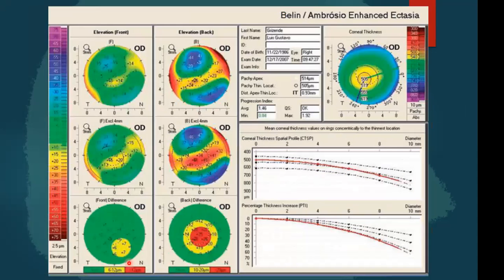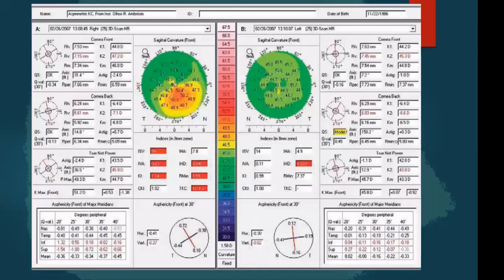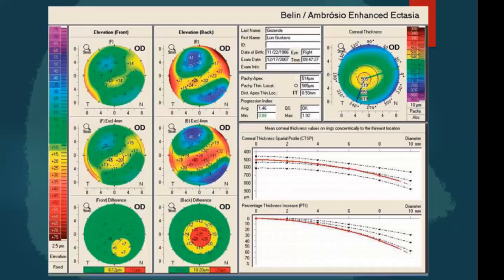So these are a few interesting things that y'all could see. Now, can you all hear me? Yes. Okay. So what I want to tell you is that there is an index known as the progression index, which is mentioned on the Belin Ambrosio enhanced display map over here. Now, this progression index actually stands for the thickness upon location relationship. So it gives you the pachymetry analysis depending on the location of the cornea.